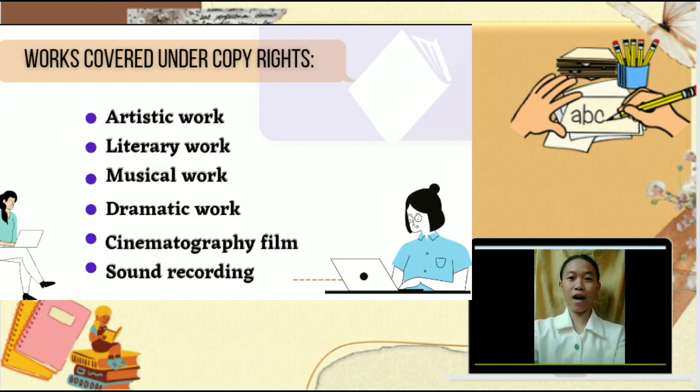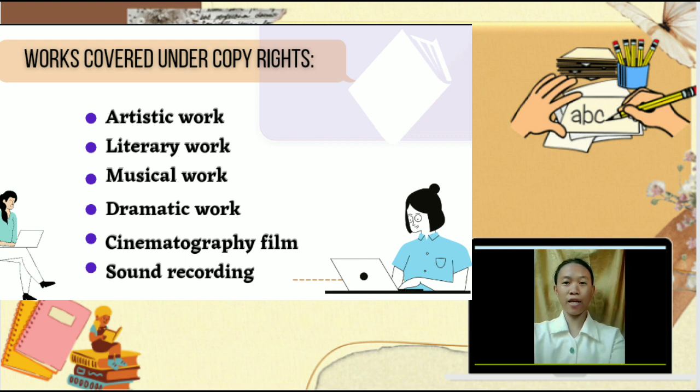There are works covered under copyrights. The first one is the artistic work. This means a painting, a sculpture, a drawing. It can also be an engraving or a photograph, or a work of architecture and any other work of artistic craftsmanship. The next one is the literary work.